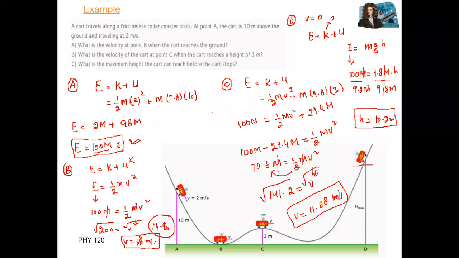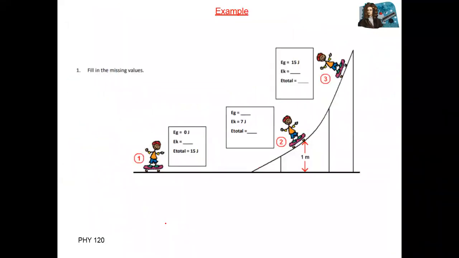Okay, next example. Different three positions. We need to find missing values. Gravitational energy equal to 0. Kinetic energy we don't know. And total energy is equal to 15. So how can you find it for the first one? Simple. Total energy equal to kinetic energy plus potential energy. Total energy is given 15. Kinetic energy we don't know, plus potential energy is 0.